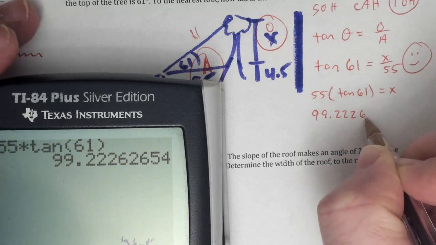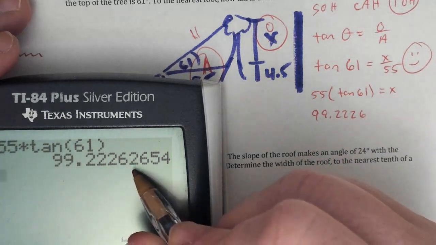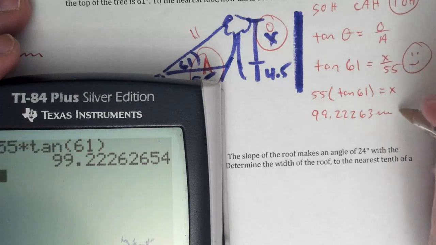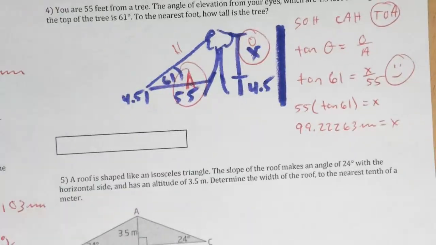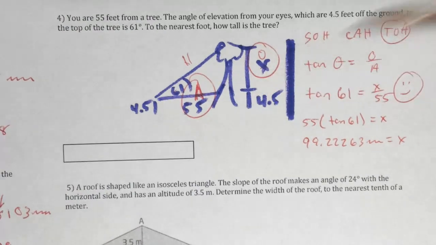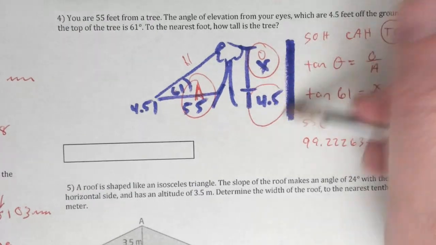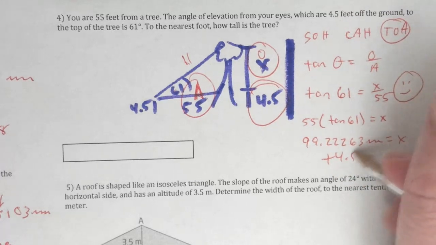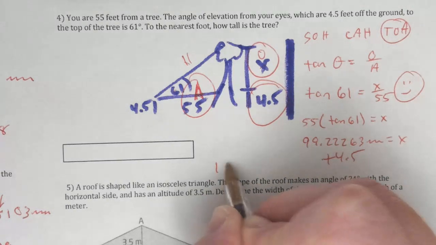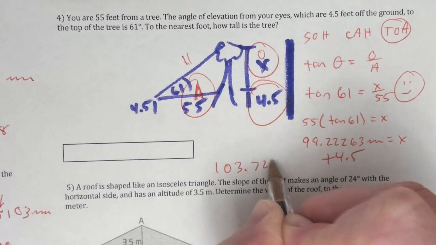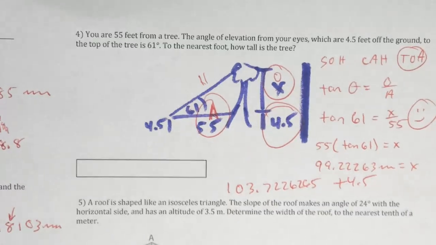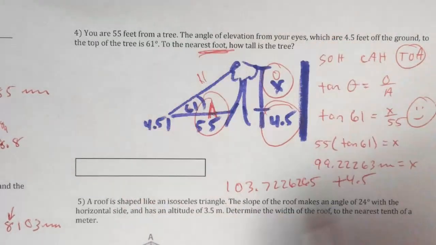99.2226, and then a bunch of other stuff, equals x. I did not round yet because I wasn't done. I still have to add that 4.5. So plus this 4.5, and my answer would be 103.7226265. They said nearest foot, so that's the nearest whole number.